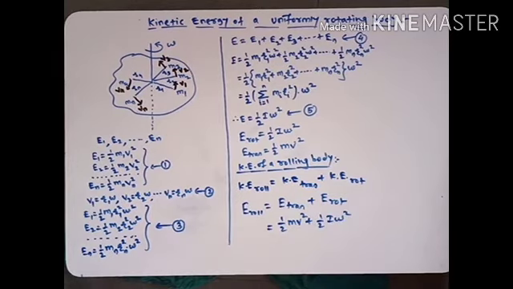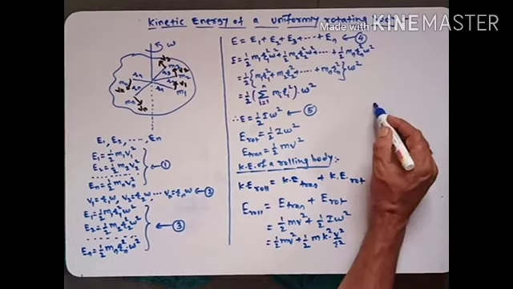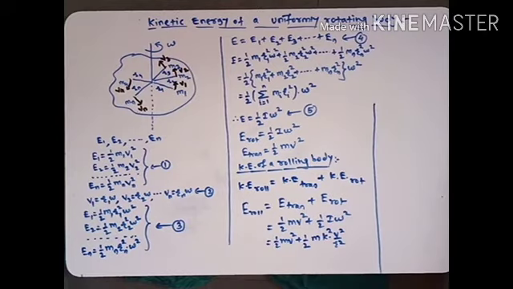This is the kinetic energy of a rolling body. This is all about the kinetic energy. Now suppose we consider some extension here. Half mv square plus, instead of I, I will write m k square into v square upon r square. m k square means I, and omega means v upon r. Therefore I will write here m k square into v square upon r square.